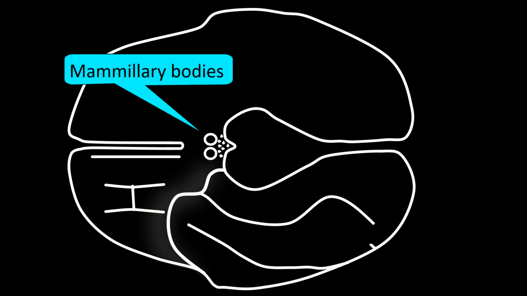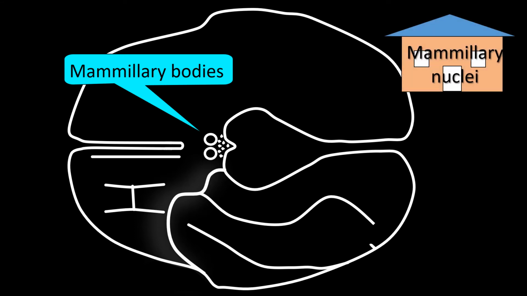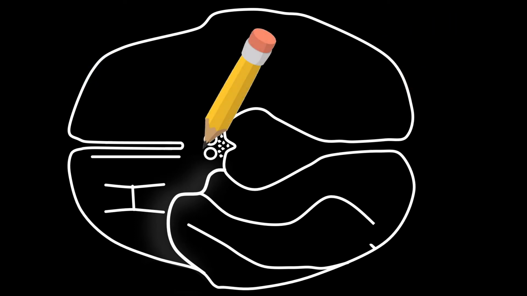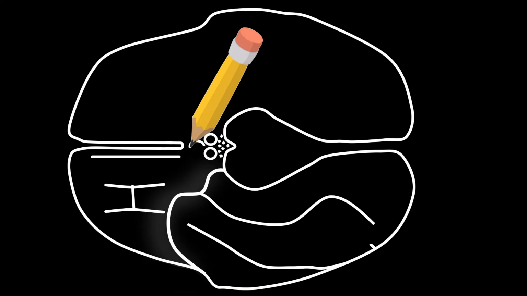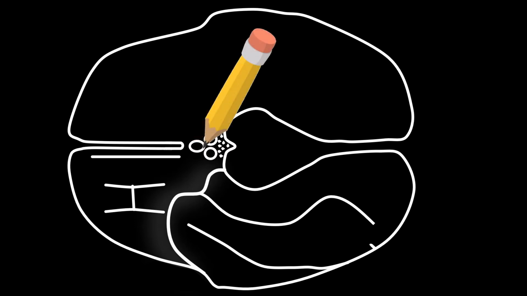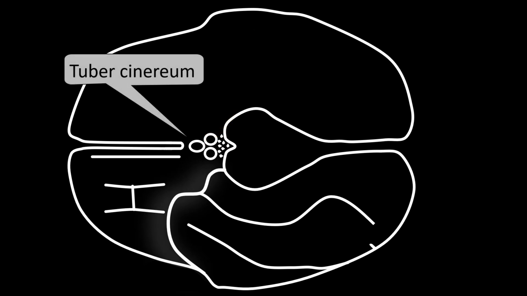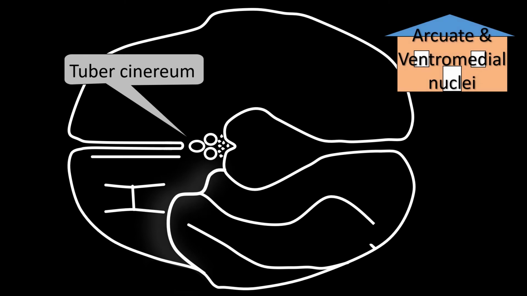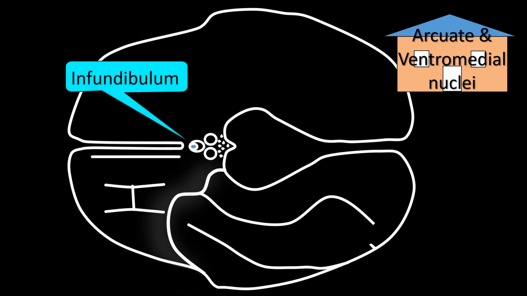These are the mammillary bodies. They are the home of the mammillary nuclei. Just between and anterior to both, draw an oval structure. This is the tuber cinerum, home of the arcuate and ventromedial hypothalamic nuclei. And just anterior we have the infundibulum, which is the stalk that connects the hypothalamus and the posterior pituitary.